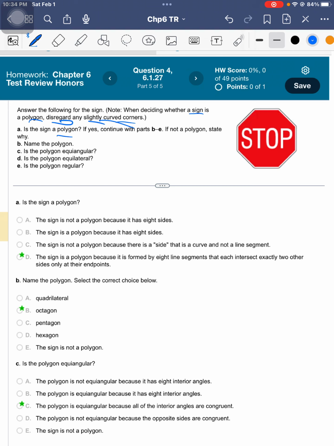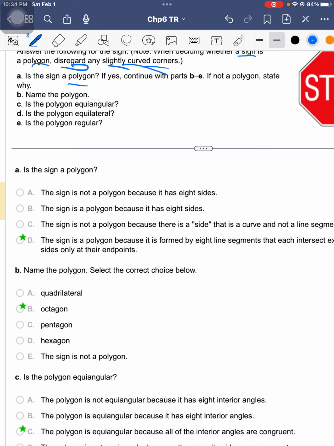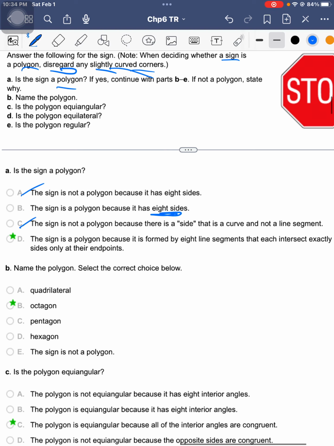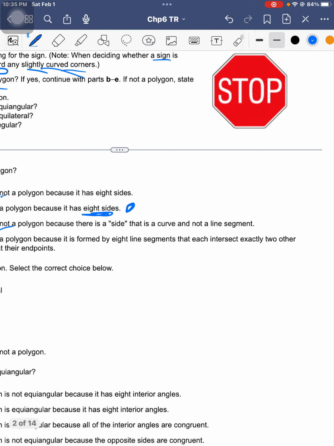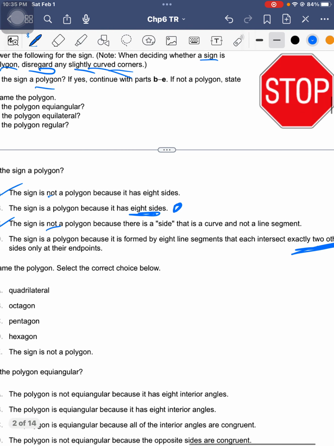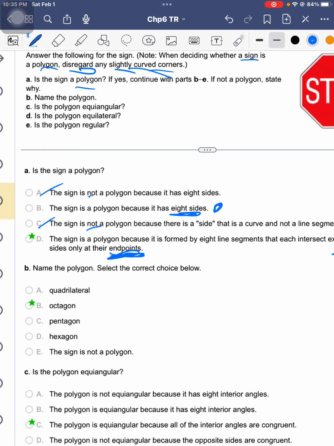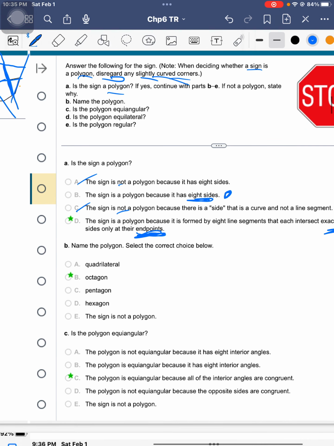Is the sign a polygon? Yeah, it is a polygon. Why? Because this sign is a polygon because it has 8 sides. That's partially correct. This one's wrong because that's wrong. But let's read the other one. So this one's right. So let's see if the next one is a better choice or just flat out wrong. The sign is a polygon because it is formed by 8 line segments that each intersect exactly 2 sides at only their endpoints. That's the better answer. So the answer is D.